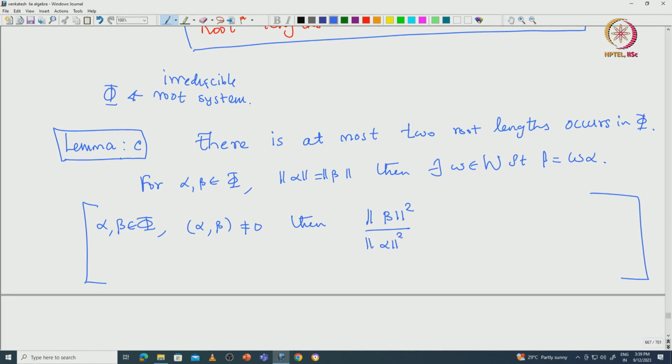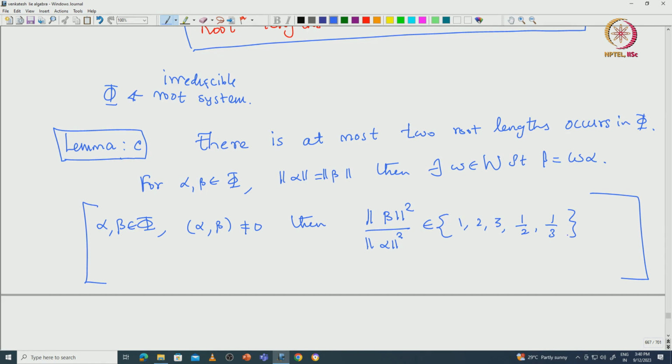But whenever they are not orthogonal, what we proved is that the ratio norm beta square divided by norm alpha square can be determined, and if you assume norm beta is greater than or equal to norm alpha, then it takes value from 1 to 3. And in the other case, when norm alpha is greater than or equal to norm beta, it will be exactly 1 by 2, 1 by 3. So, basically this ratio norm beta square divided by norm alpha square can take value 1, 2, 3 and also 1 by 2, 1 by 3.